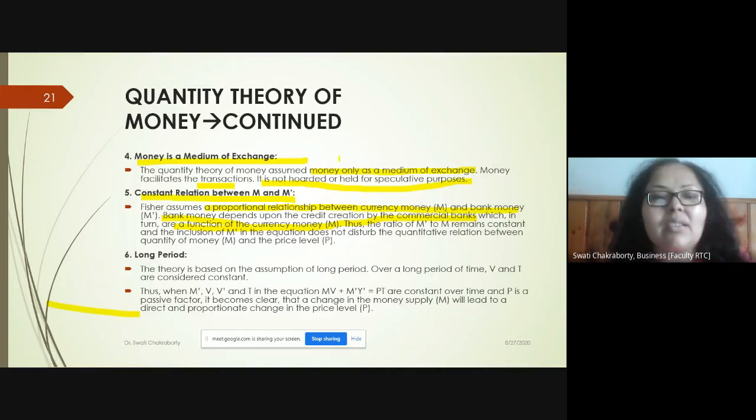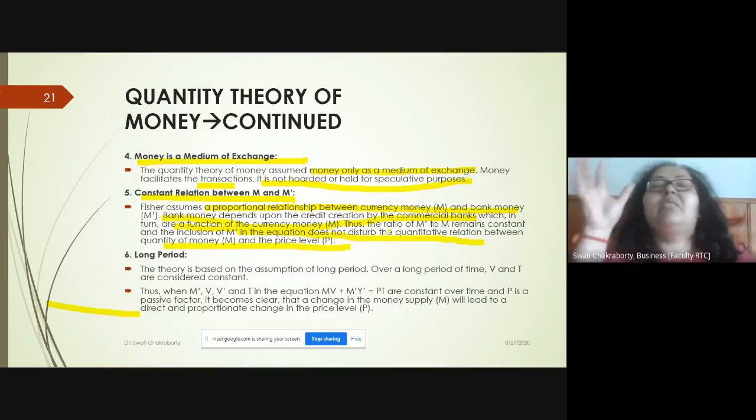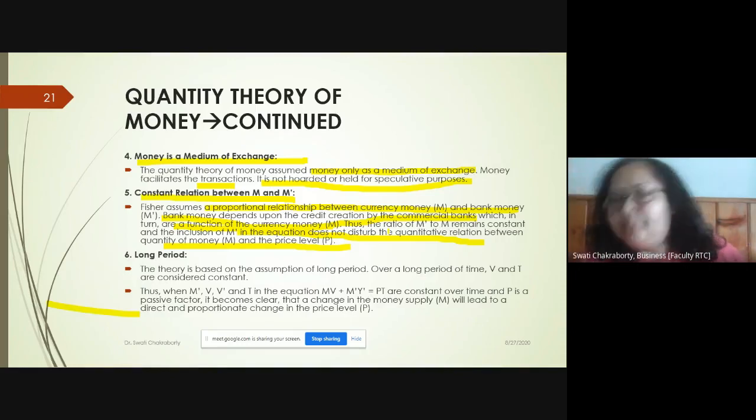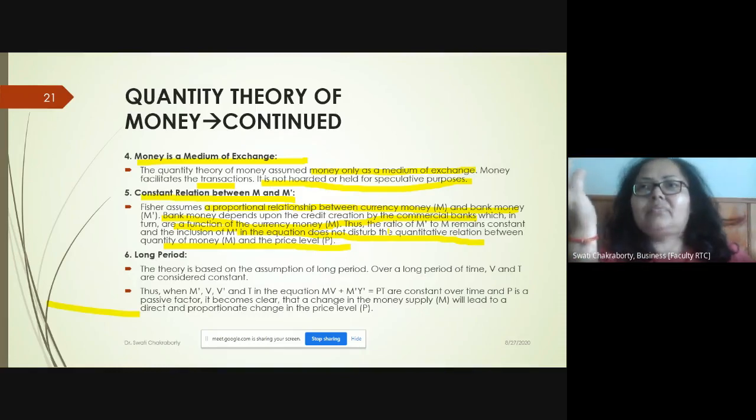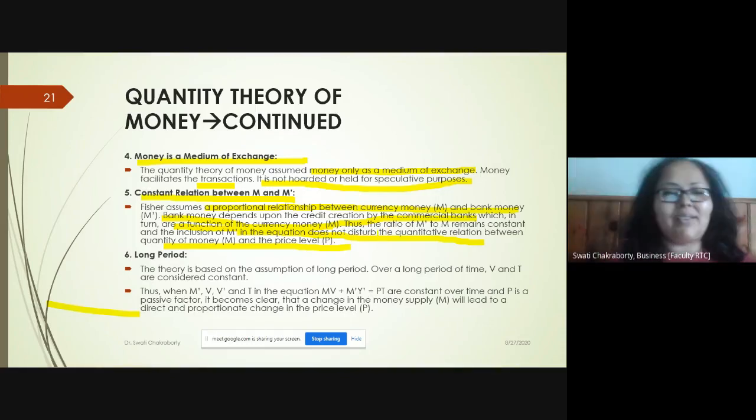It is totally constant, and the inclusion of M dash in the equation does not disturb the quantitative relation between the quantity of money and the price level. It does not affect it in any way. Why? Because when we say the total amount of money in the economy, money supply, part of it is in bank deposits, part of it is in hand. If the deposits are more, supply of money on hand is less, but the total amount is the same. M plus M dash is the total amount of money. So if one increases, the other decreases, but the total remains the same.